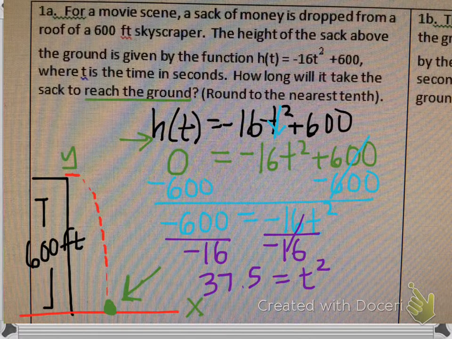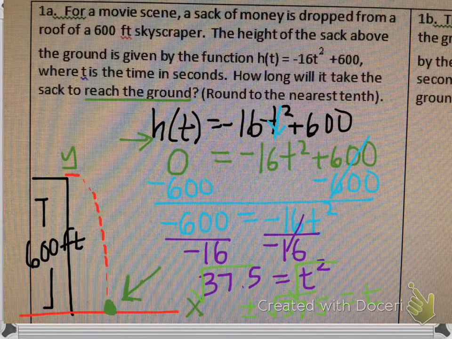How to get rid of an exponent of 2? The opposite of squaring something is taking the square root. So if I take the square root of the right side, I have to take the square root of the left side. Really, you're going to get two answers when you take the square root, plus or minus square root of 37.5, but because time has to be positive in this case, we're going to take the positive answer. So if you take the square root of 37.5, you get 6.1, rounded to the nearest tenth, because they asked us to round to the nearest tenth. So when does that sack of money hit the ground? In 6.1 seconds.